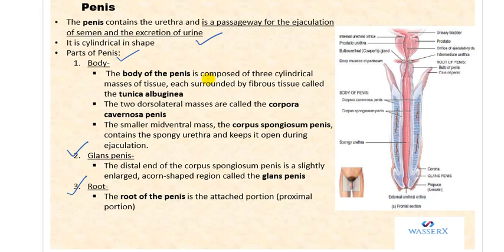Okay, the body of the penis is composed of three cylindrical masses of tissue, each surrounded by a fibrous tissue called the tunica albuginea. The two dorsolateral masses are called the corpora cavernosa penis. The smaller mid-ventral mass, the corpus spongiosum penis, contains the spongy urethra and keeps it open during ejaculation. And the glans penis, the distal end of the corpus spongiosum penis, is a slightly enlarged acorn-shaped region called the glans penis. And the root of the penis is the attached, proximal portion.